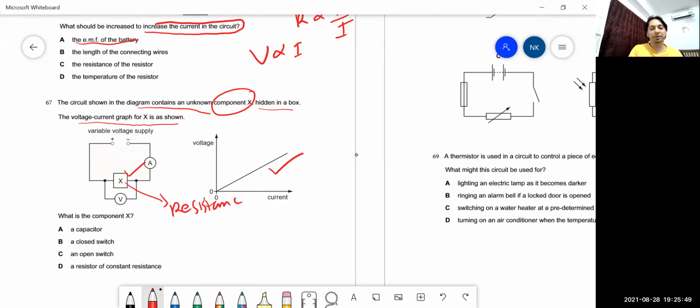From the voltage and current graph, if you find the gradient of this graph, you will find the gradient is equal to R. So capacitor is wrong, closed switch, open switch are wrong; it is a resistor of constant resistance, and you know that the ratio R equal to V upon I is constant.